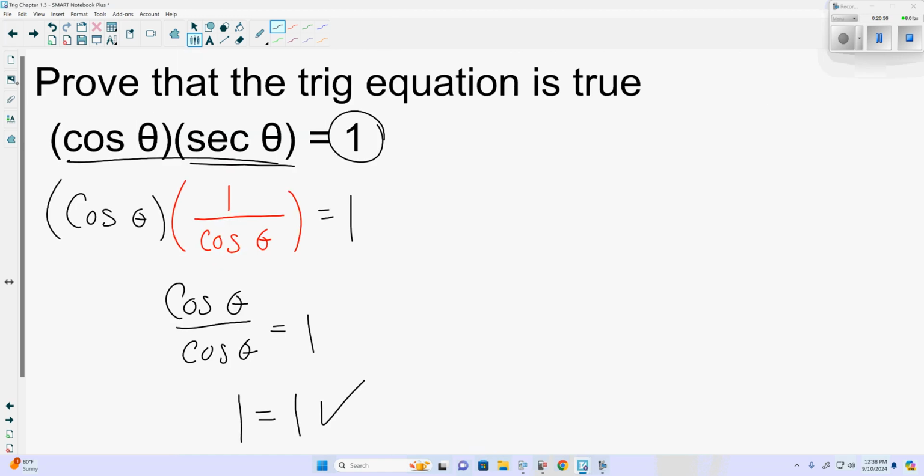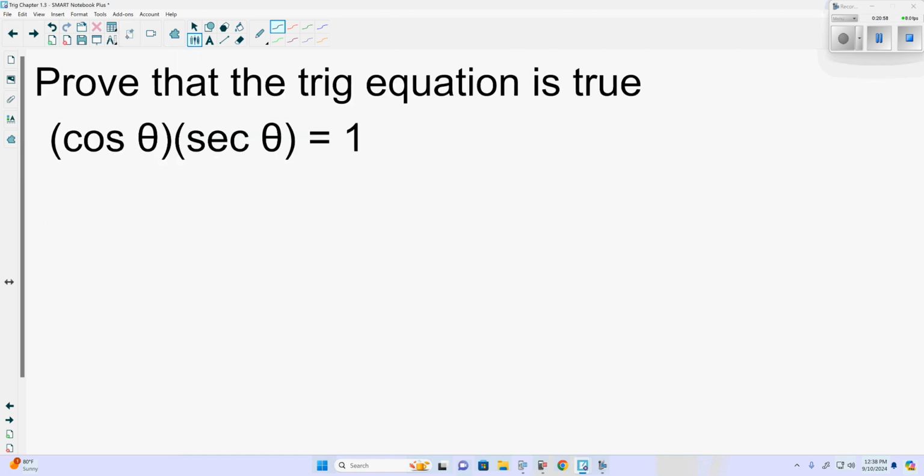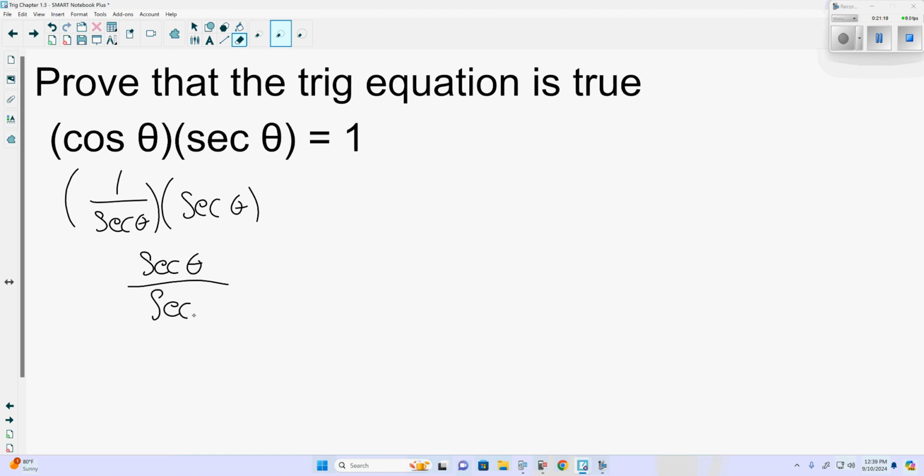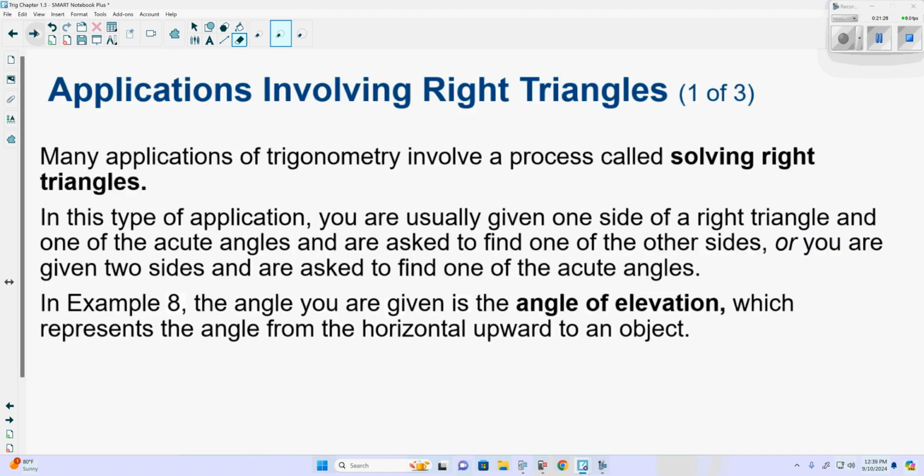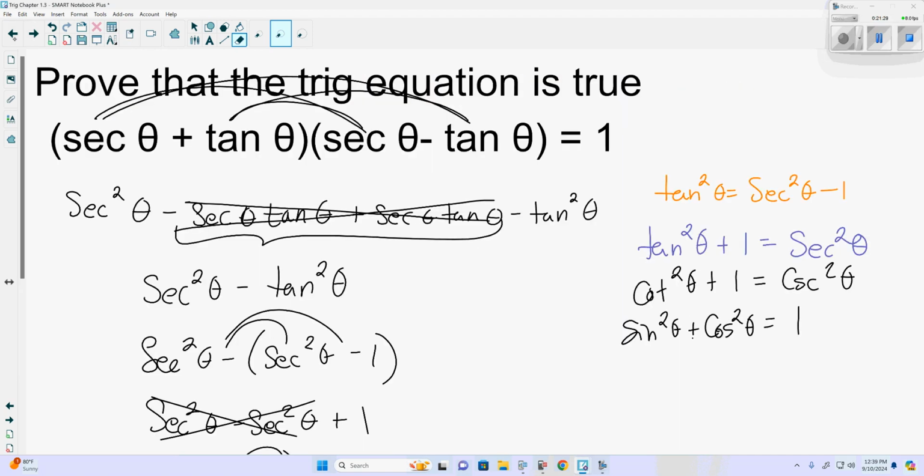Well, if that's the case, does that mean we could have proven this one differently? Well, yeah, because cosine is equal to 1 over secant, which would be secant of theta over secant of theta, which is still 1. It's picking a route and going with it when proving these statements. Questions on this here? All right.